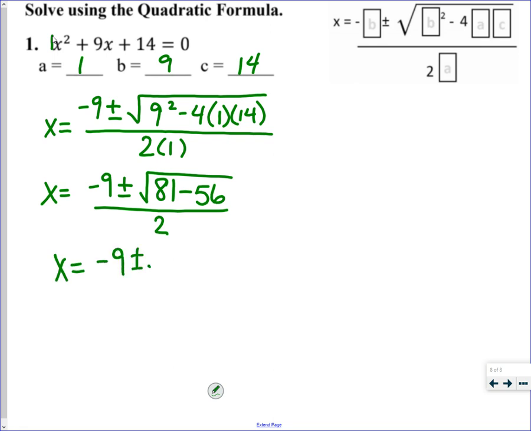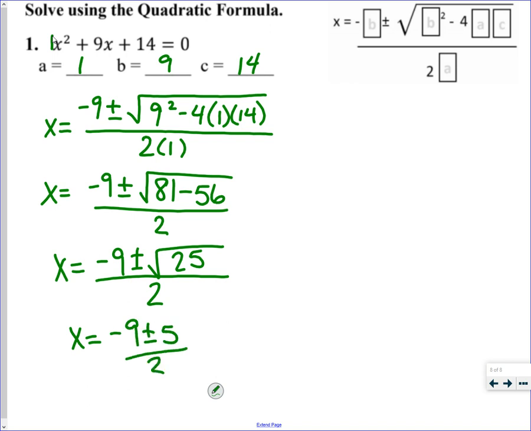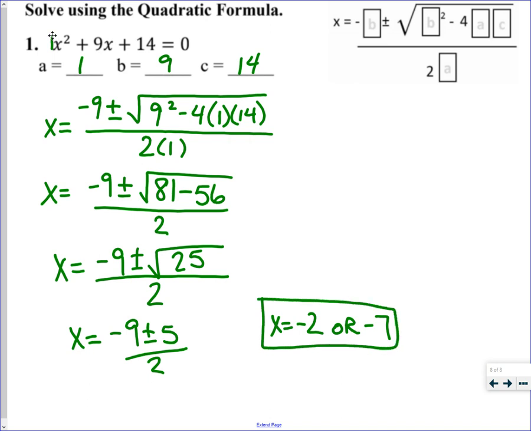I hope that you're noticing that every time today we're giving you stuff that works out so nicely for the square root. Every time it's going to be a nice whole number answer. So the square root of 25 is 5. So negative 9 plus 5 would be negative 4 divided by 2. That's going to be negative 2. Negative 9 minus 5 would be negative 14. Divided by 2 would be negative 7. So there are our 2 answers in the first problem.